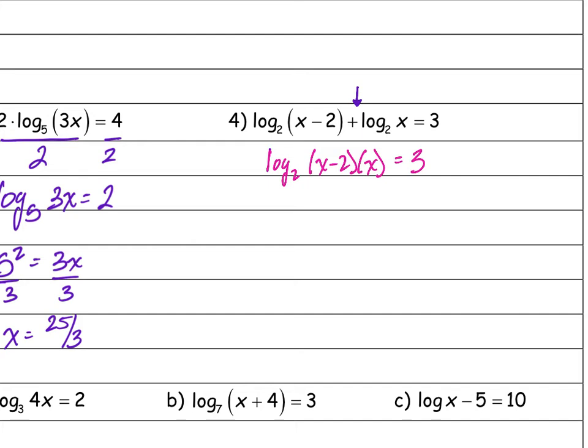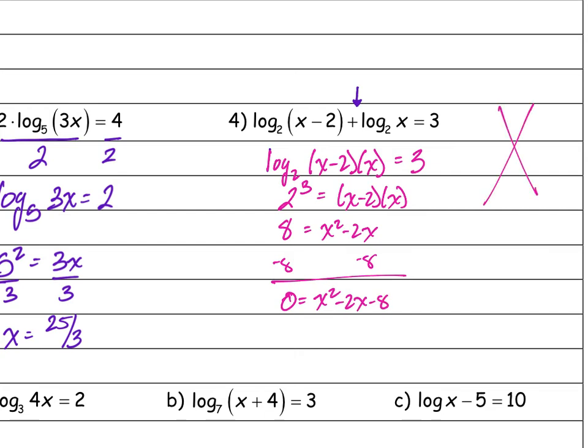So I can rewrite it as an exponent. This becomes 2 to the third power equals x minus 2 times x. I'm going to multiply this all out and see if I can solve for x. 2 to the third power would be 8, and this would be x squared minus 2x. So I'm going to subtract 8 from both sides, and I get 0 equals x squared minus 2x minus 8.